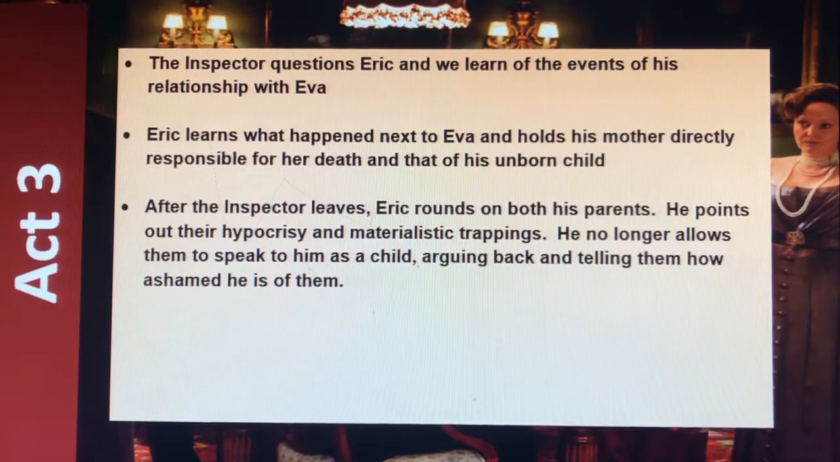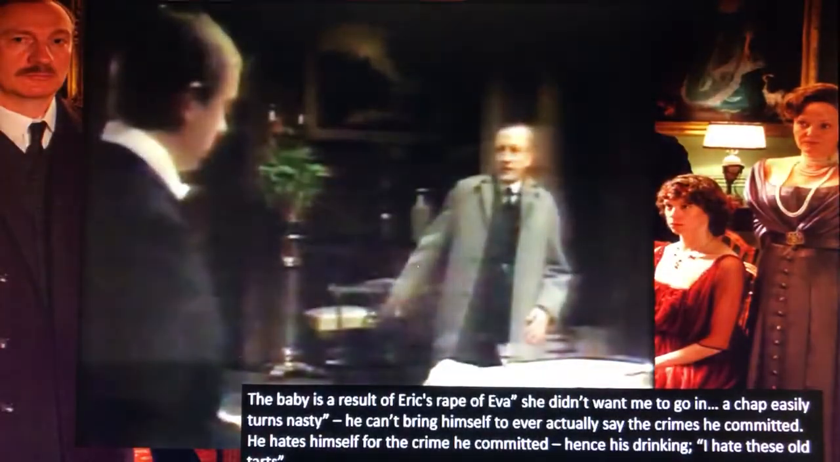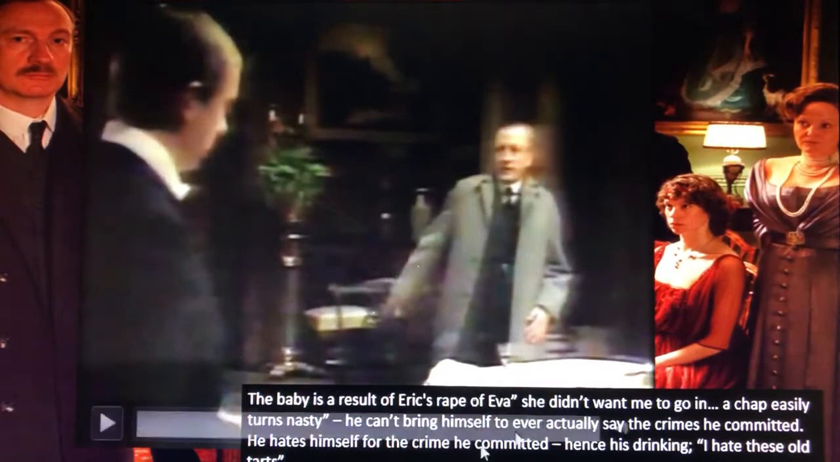He no longer allows them to speak to him as a child, arguing back and telling them how ashamed he is of them. Along with Sheila, he's not concerned with the true identity of the inspector. For Eric, the real point is to learn from his past mistakes and change the way he treats people like Eva, rejecting the values taught by his parents. Let's join Eric then in his confession.